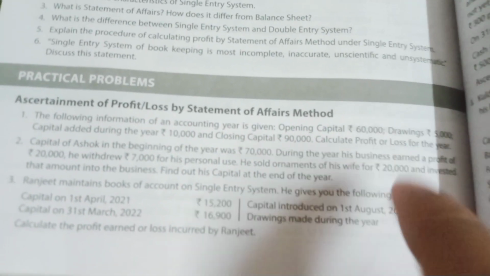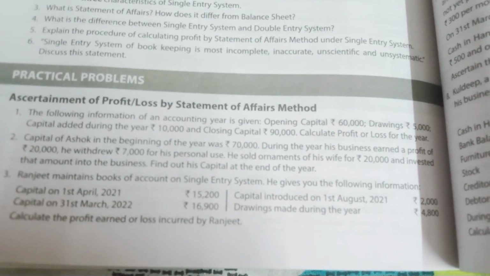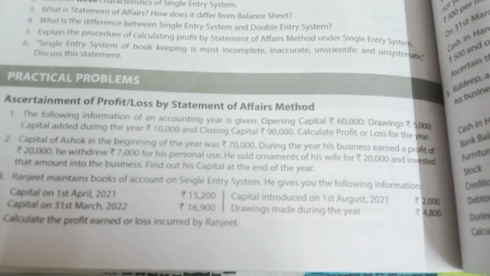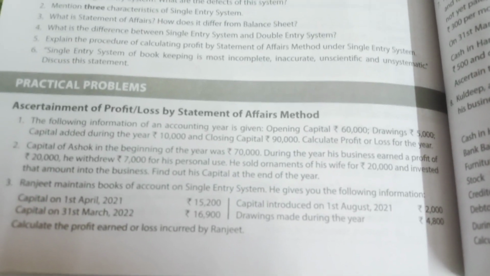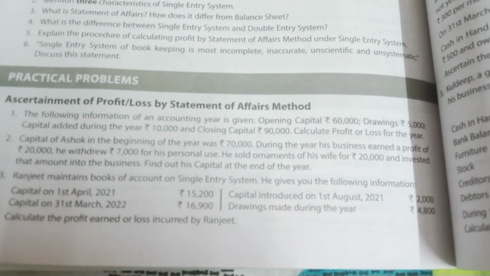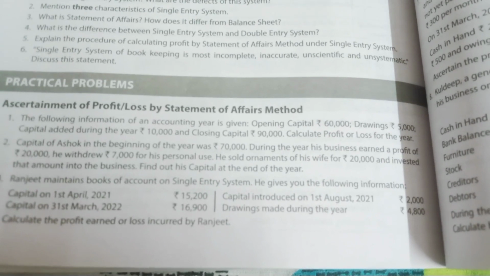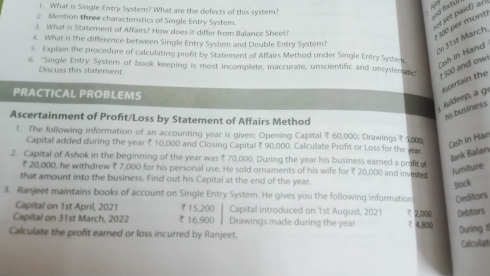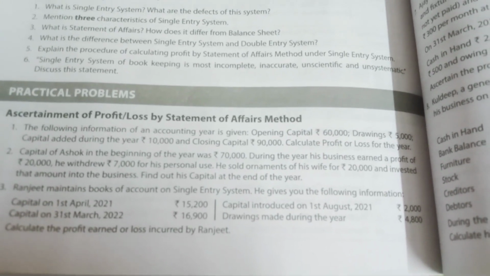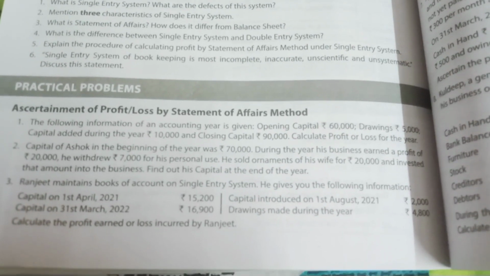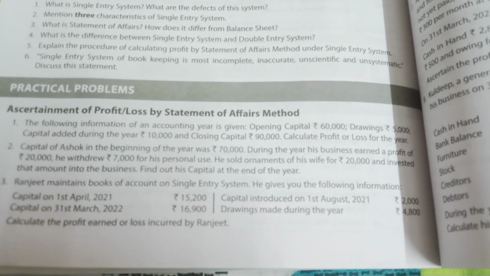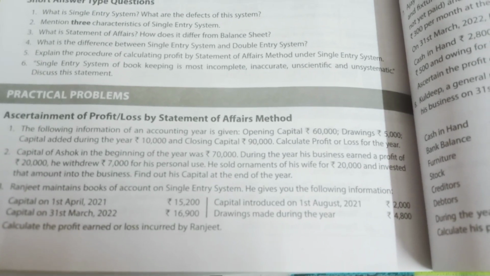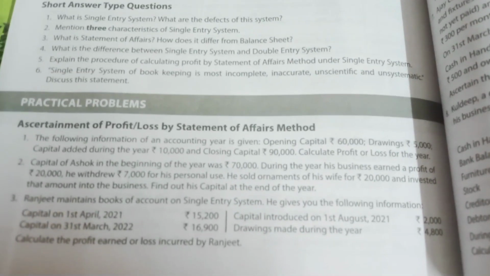I told you that in this chapter there are basically only two things you have to prepare. One is the statement of affairs, and the other is the statement of profit or loss. The statement of affairs is prepared in place of the balance sheet. In the single entry system, we don't prepare a balance sheet, we prepare a statement of affairs to get the capital at any point of time. The other thing we prepare in this chapter is the statement of profit or loss for the calculation of profit. We don't do any final accounts, we prepare a statement of profit or loss to get the profit. So based on this sum I have done the solution.